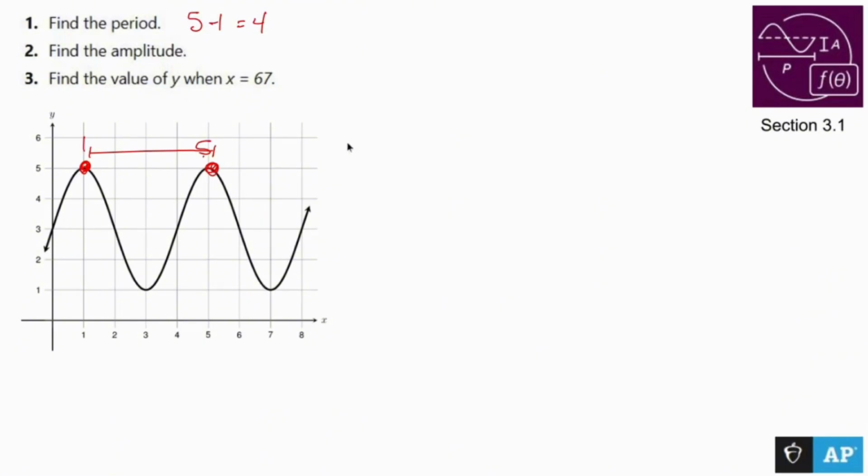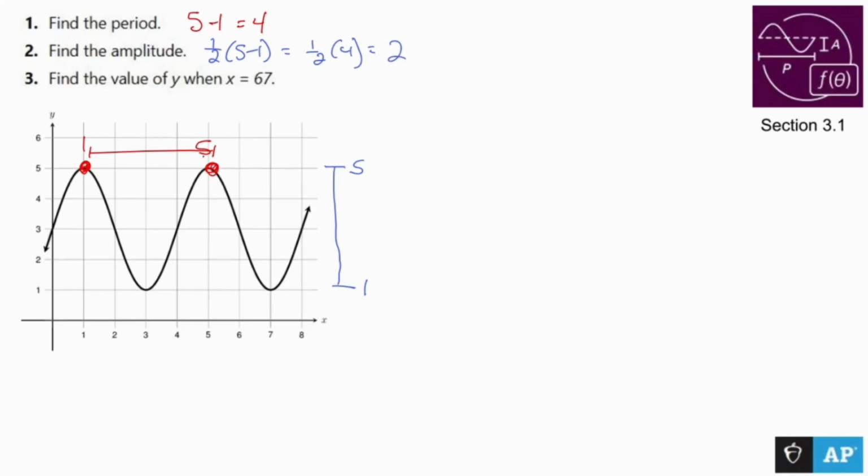The amplitude is half of the total height. So similarly, we find the maximum height, which is 5. We find the minimum height, which is 1. And we take half of its difference. So half of 5 minus 1 is going to be half of 4, which is going to be 2. Okay, it's half of the total height.